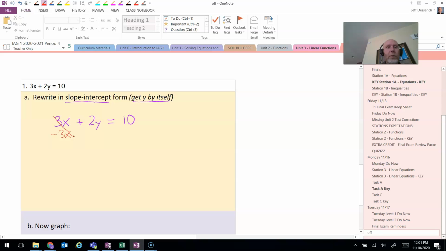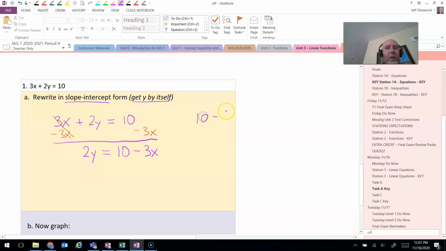But remember, whatever you do to one side, you have to do to the other side. So I'm going to put a minus 3x there as well. Let's see what that leaves us with. It already canceled out the 3x's, so I still have a 2y here, but I also have 10 minus 3x. A lot of people will think this is 7x. It is not 7x. 10 minus 3x has to just basically stay as 10 minus 3x.